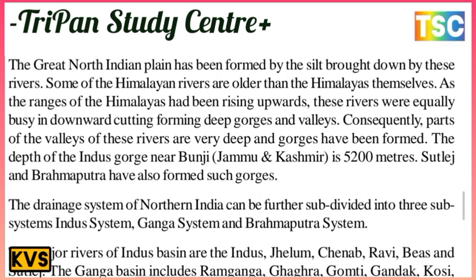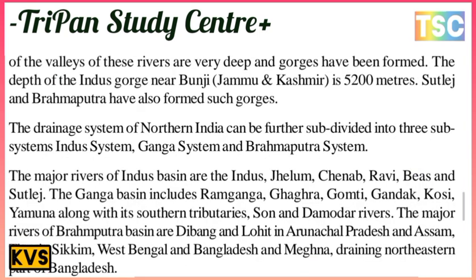There is an important point here. The drainage system of northern India can be further subdivided into three subsystems: the Indus system, the Ganga system, and the Brahmaputra system. The major rivers of the Indus basin are the Indus, Jhelum, Chenab, Ravi, Beas, and the Satluj.